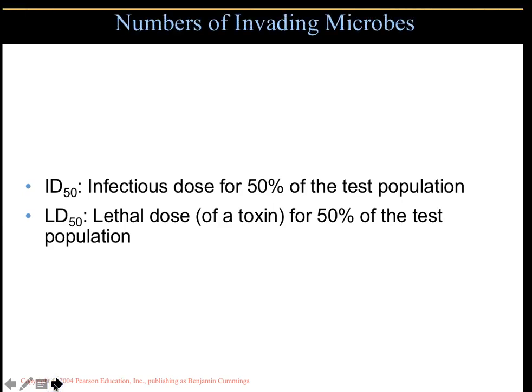Okay, so the number of invading microbes, in other words, the infectious dose. And ID50 means for 50% of the test population. And lethal dose is obviously 50% of the test population that when they are infected dies. So how much or how high a level of the microbe or its pathogen is needed to kill?